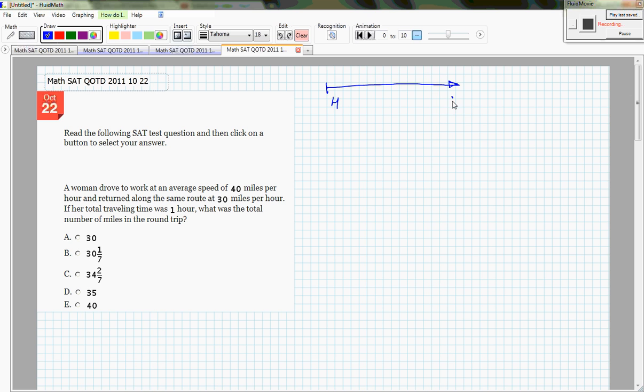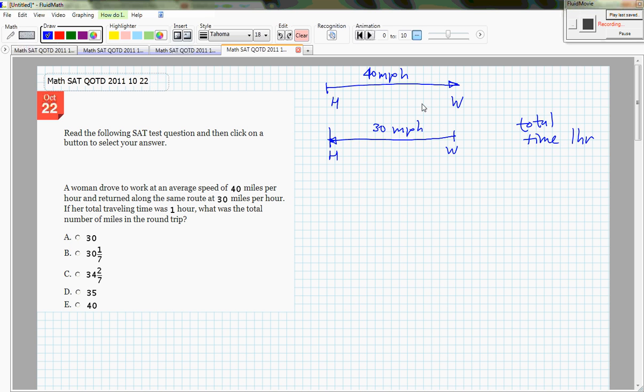Home to work, 40 miles per hour. Work to home, 30 miles per hour. Total time, 1 hour. What was the total number of miles in the trip? So, total traveling time was 1 hour. Total number of miles is the question.